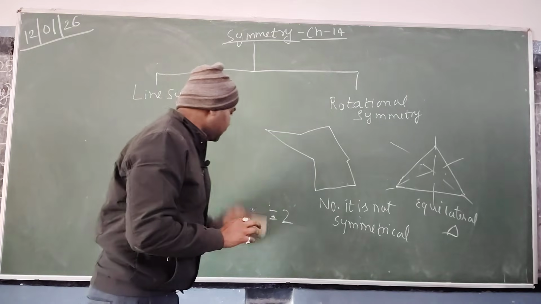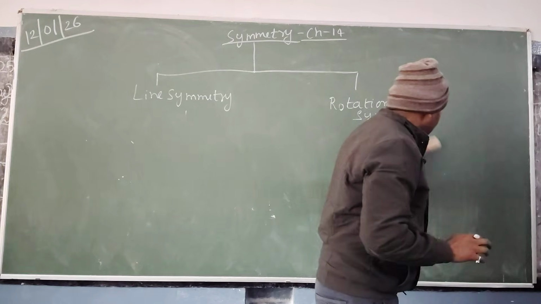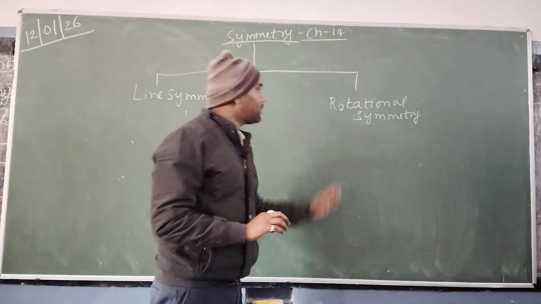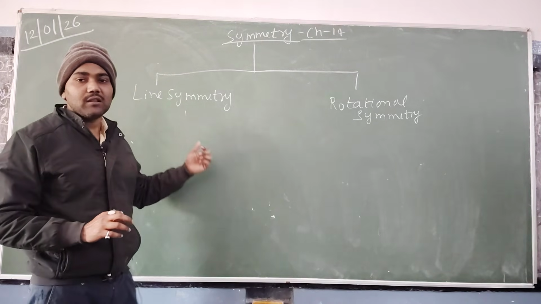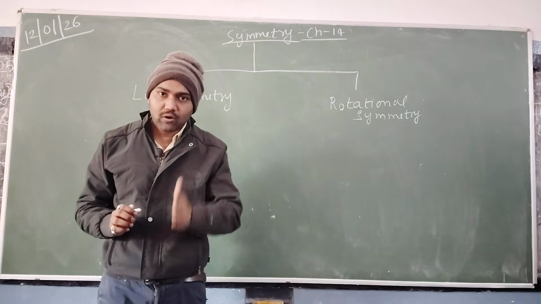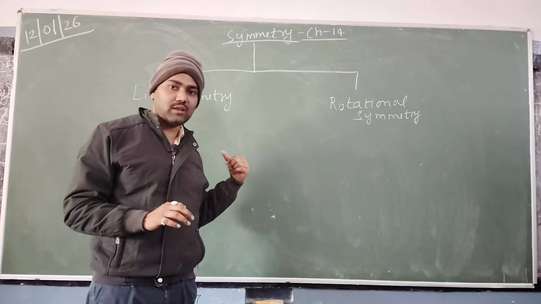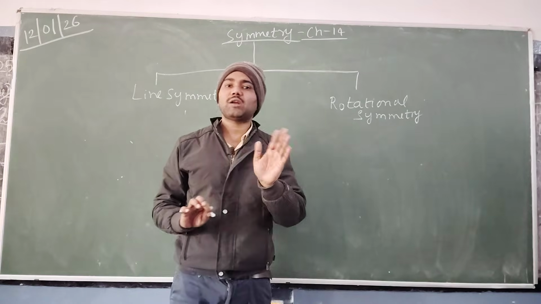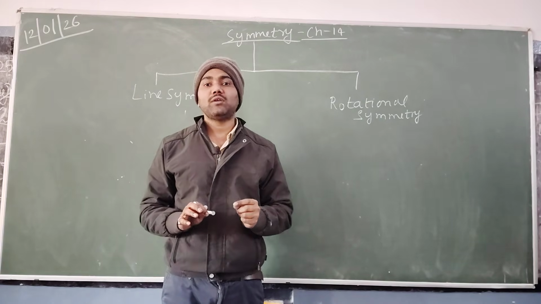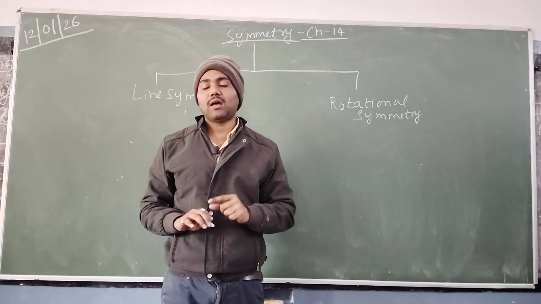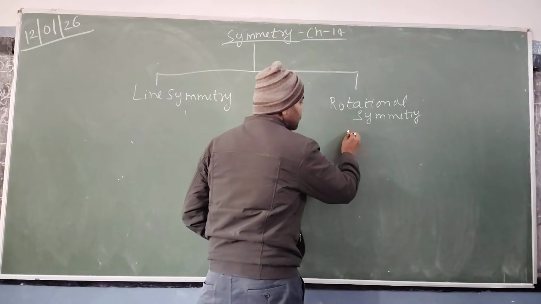Now about rotational symmetry. What is rotational symmetry? In line of symmetry, what have we studied? We have studied that the figure is cut from one line, or it has more than one line from where it can be cut, and the figure looks similar. In rotational symmetry we do not have to cut any figure. We have to rotate the figure, okay? We have to rotate the figure through the angle at which the figure looks similar. Like if we have a figure like this.